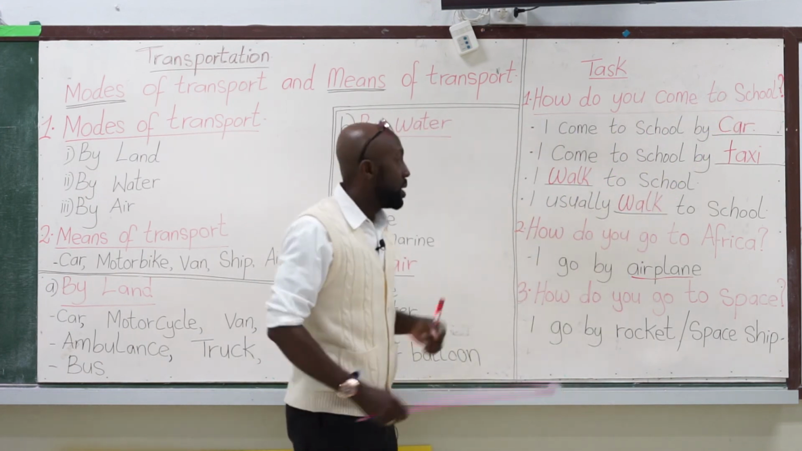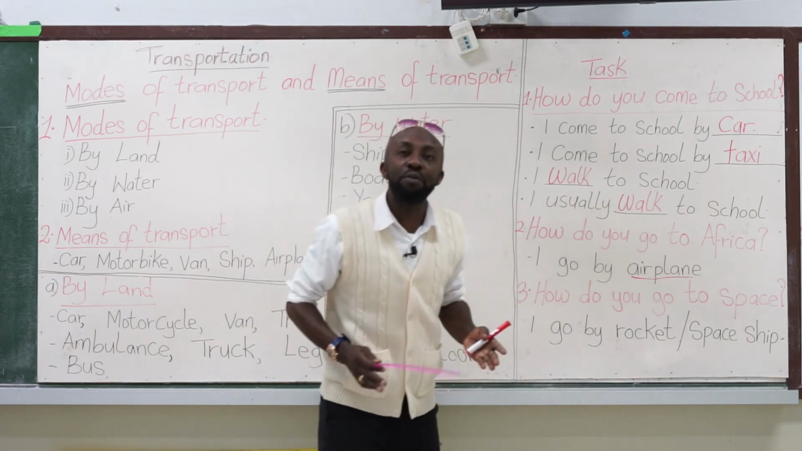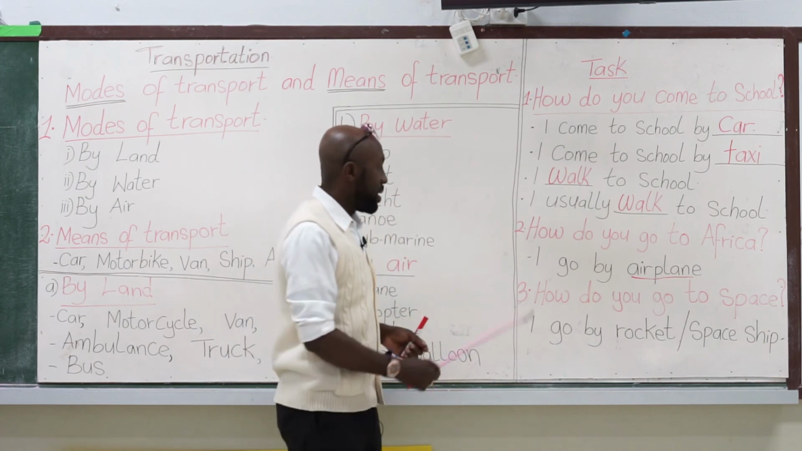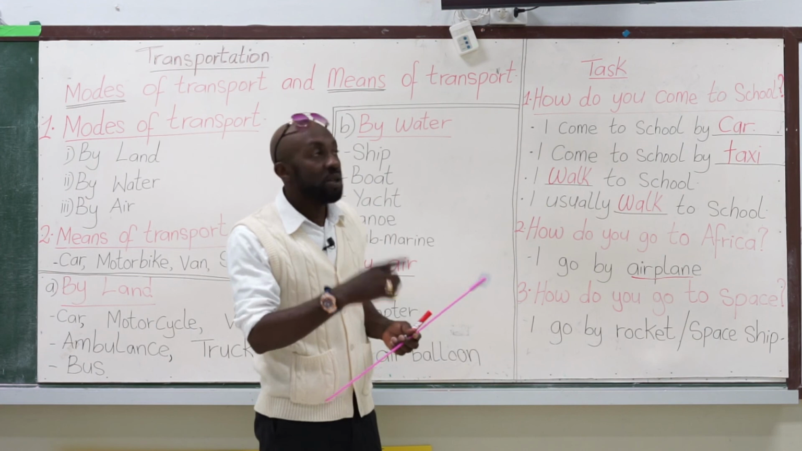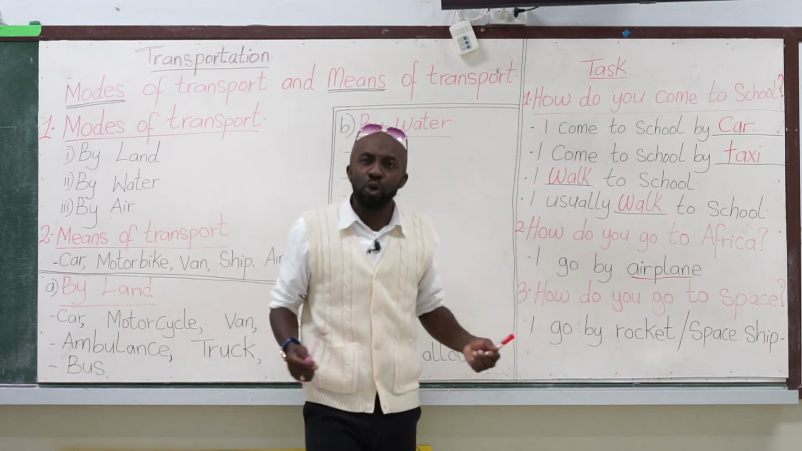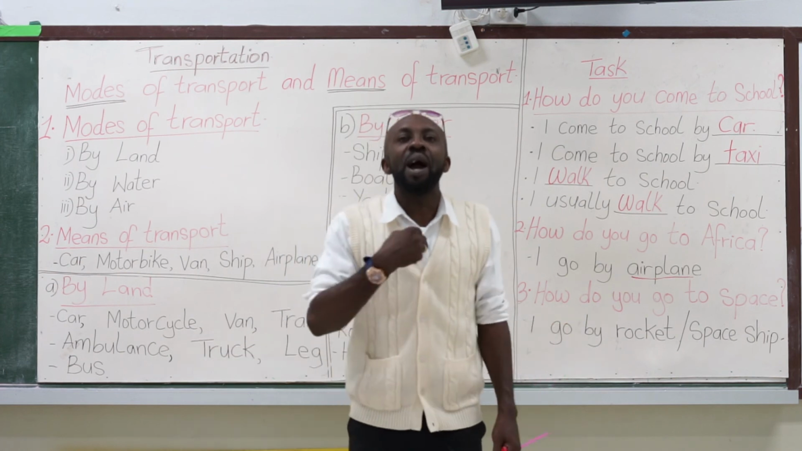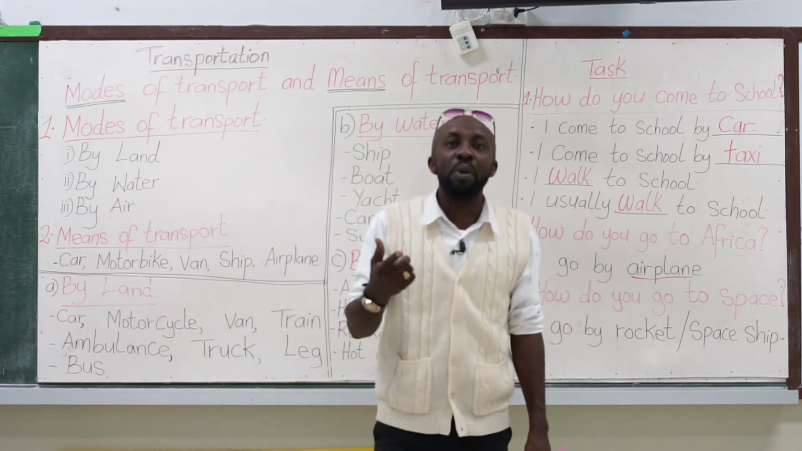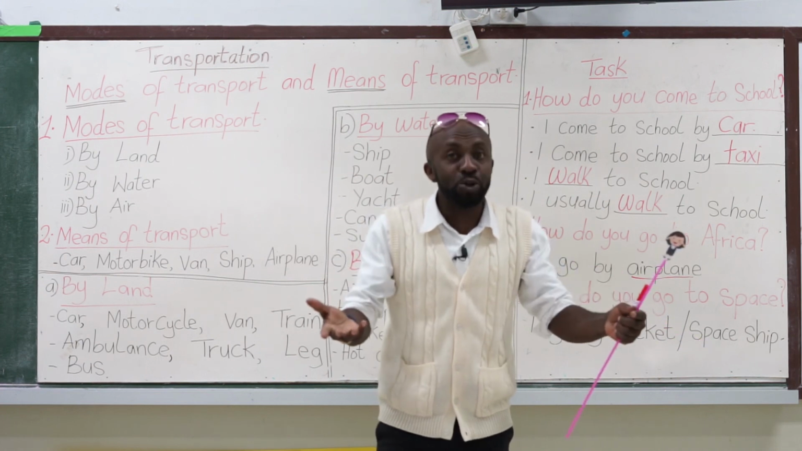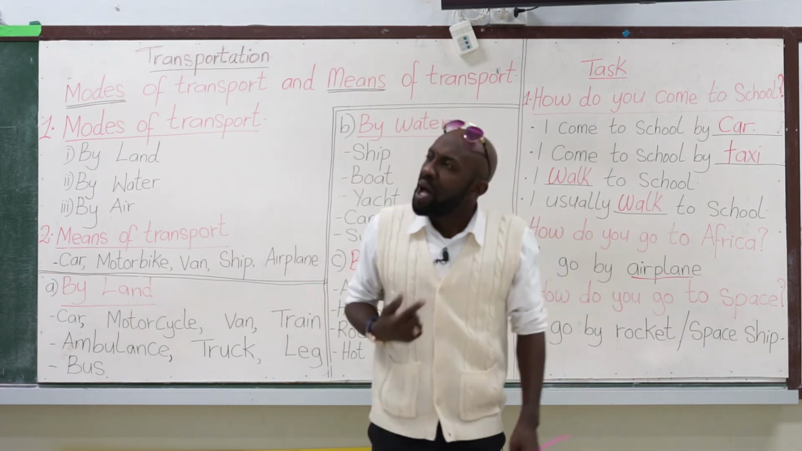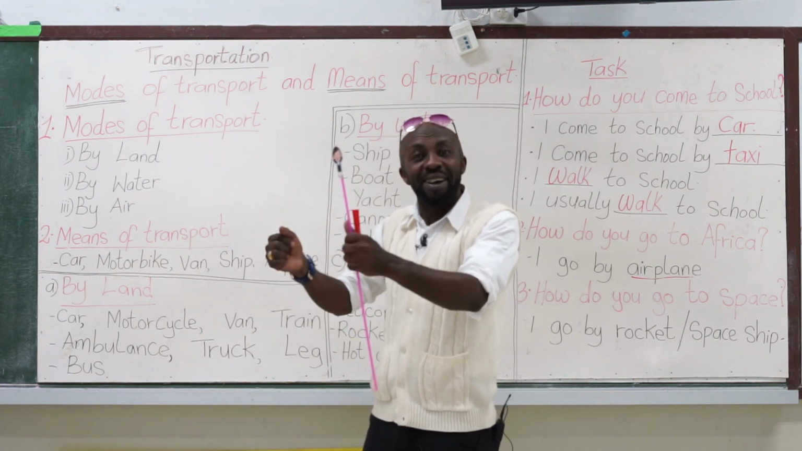Number one. Number two, how do you go to Africa? And number three, how do you go to space? So, number one, how do you come to school? Students, how do you come to school? I come to school by motorcycle. How do you come to school? I come to school by car.